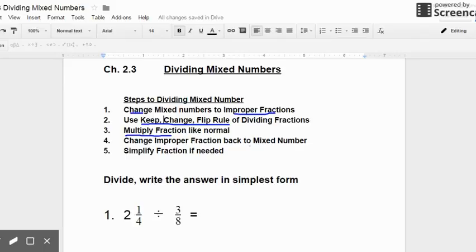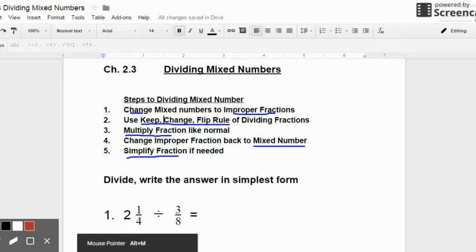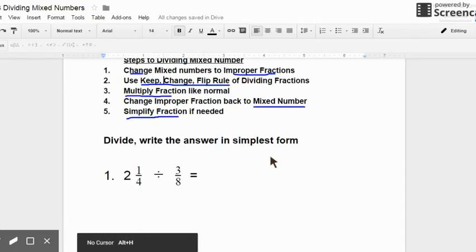At the end, we always want to change those improper fractions back to mixed numbers. And our last step in dealing with fractions is to simplify if needed. If fractions need to be simplified, we need to simplify them down all the time.